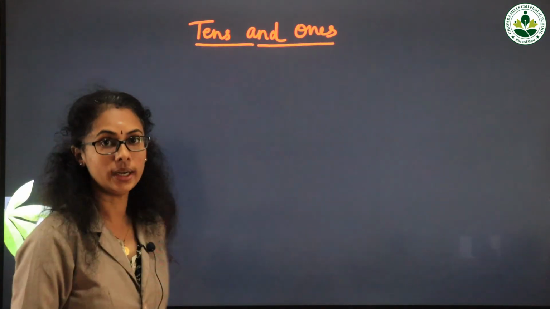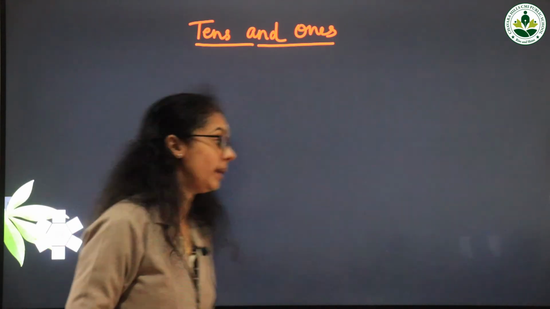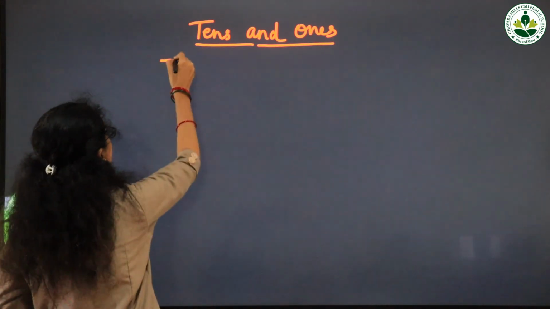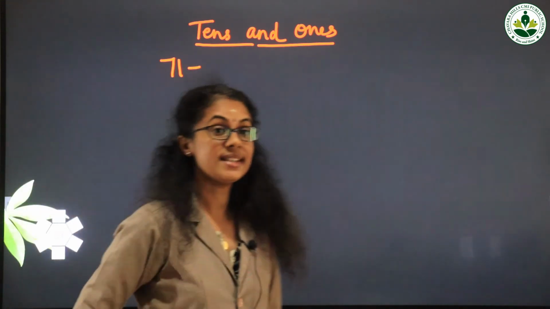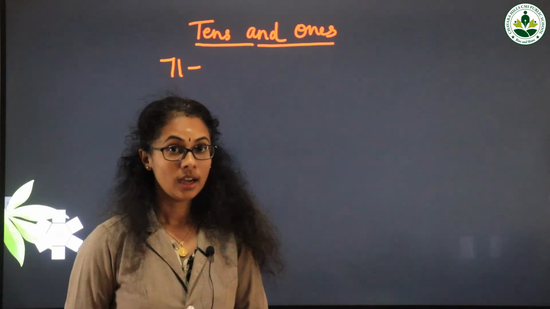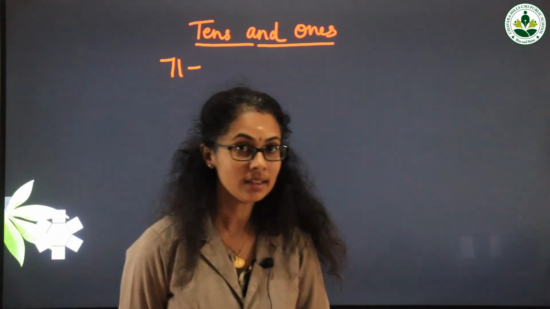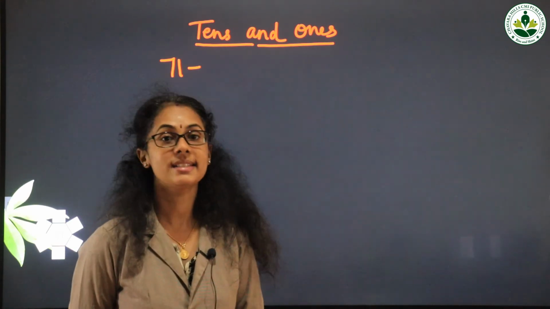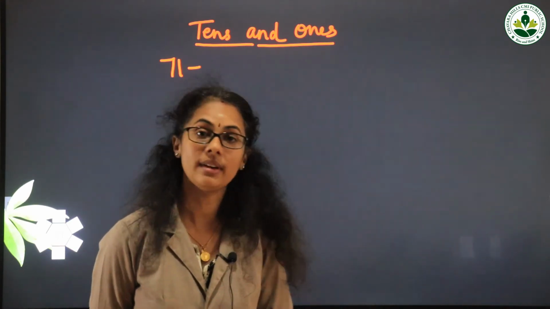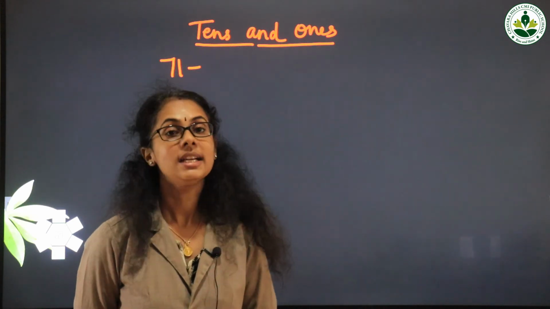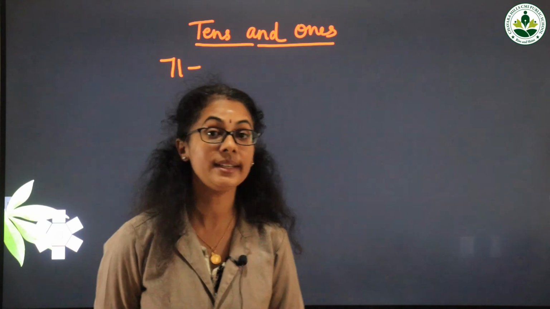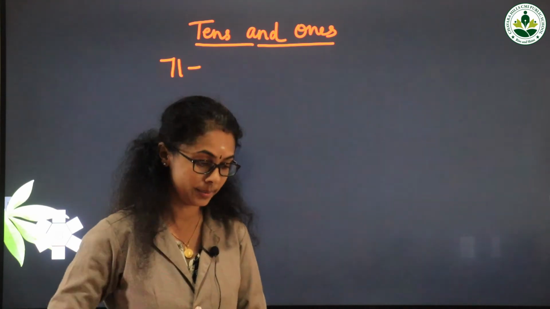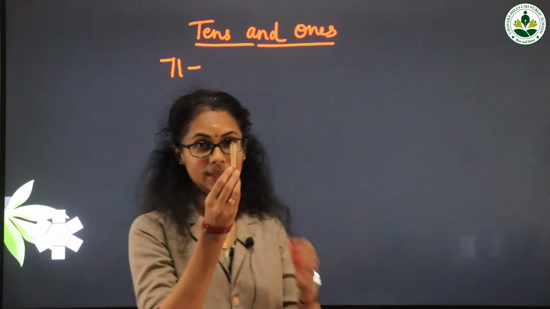Tens and ones. First one, which number? Number 71. How many tens and ones in 71? How many tens in 70? 7 tens are 70. So, next number is 71. How many tens and ones in 71?